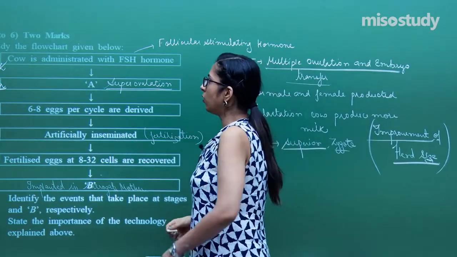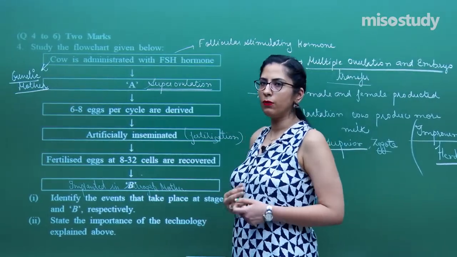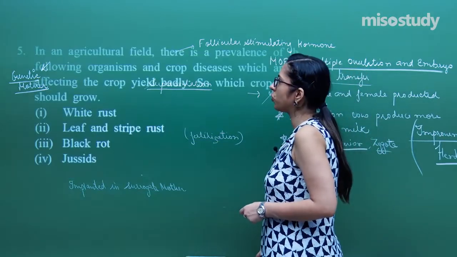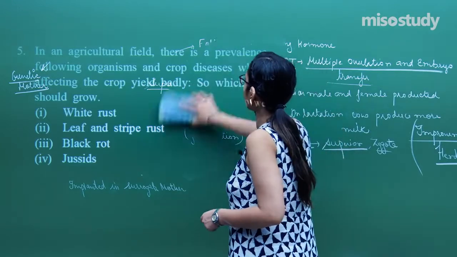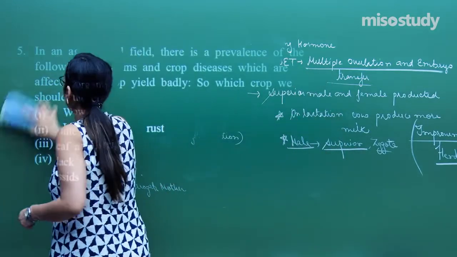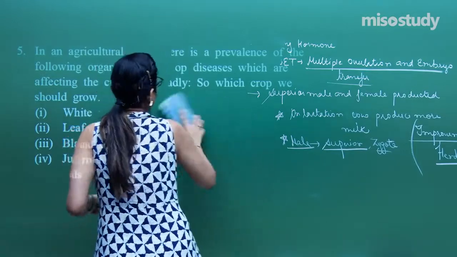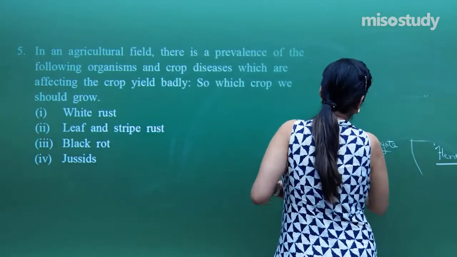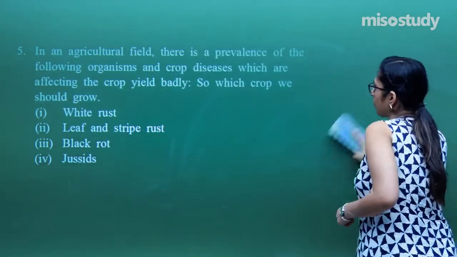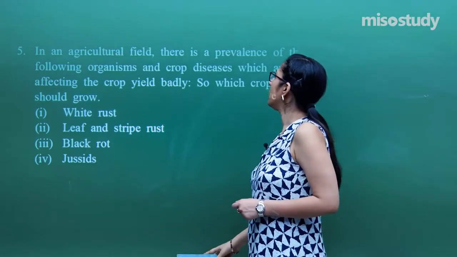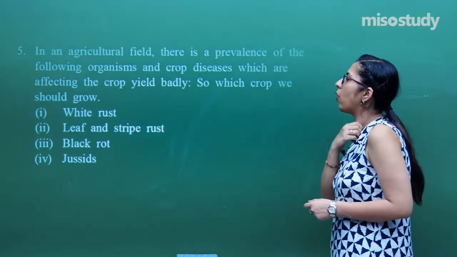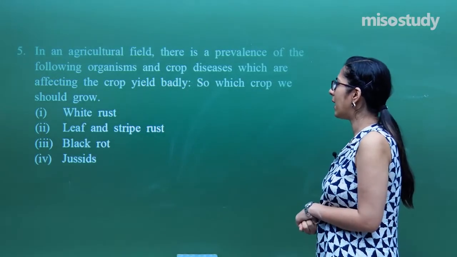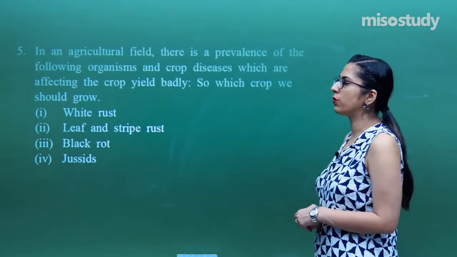Right. So, this was question number 4 which accounts for only 2 marks. So, this is how you have to attempt. Now, let us move to the next question, question number 5. Very easy question, very direct question it is, a 2 marks question. In an agricultural field, there is a prevalence of the following microorganisms and crop diseases which are affecting the crop yield badly. So, which type of crop should we grow?